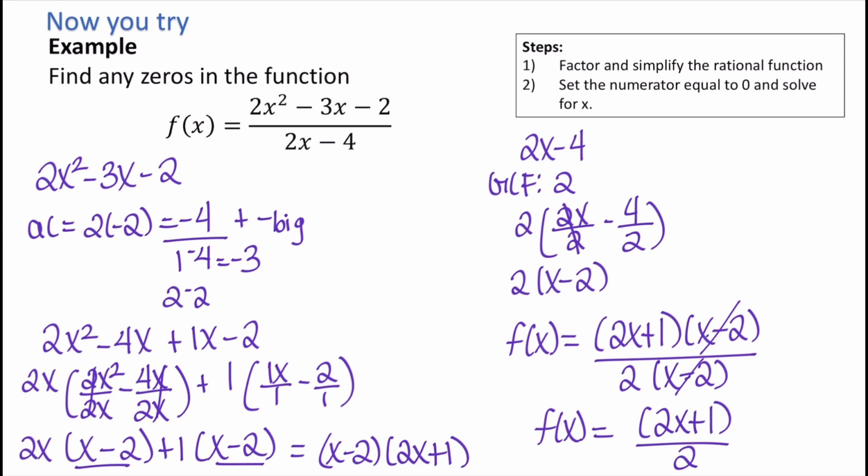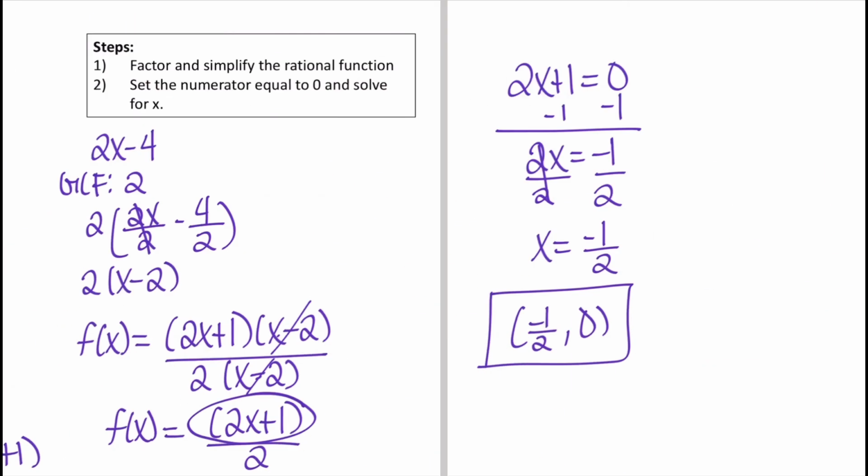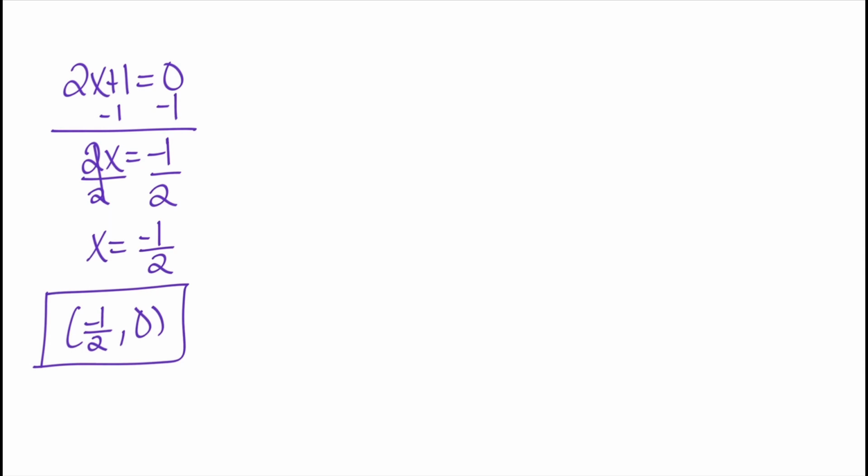The common factor of x minus 2 will cancel. So we're going to take that numerator, that 2x plus 1, and we're going to set it equal to 0. When we set it equal to 0, we solve and we get x equals negative 1/2. So that means that this function will have an x-intercept at (negative 1/2, 0).